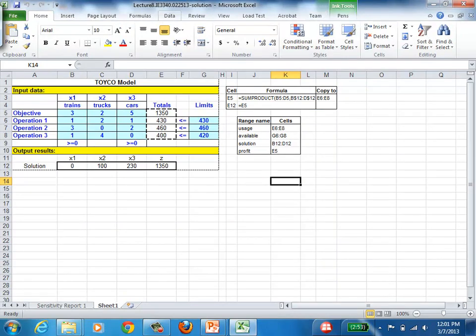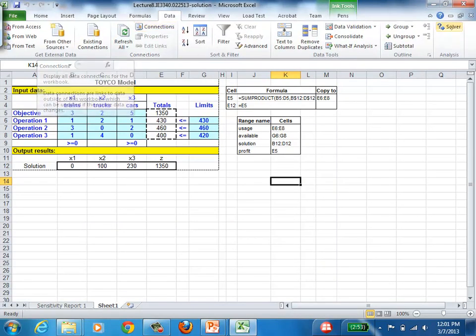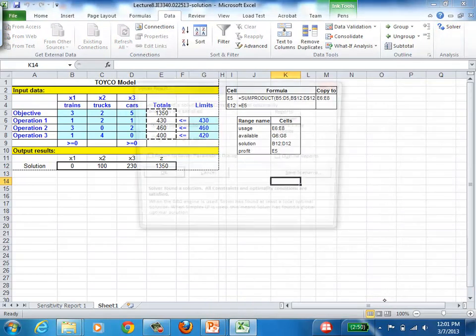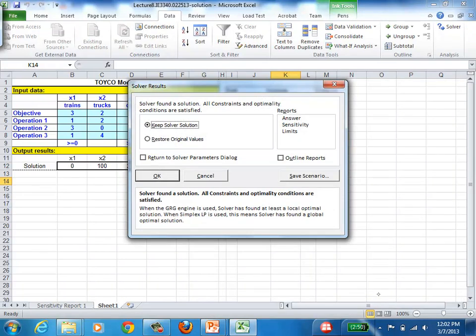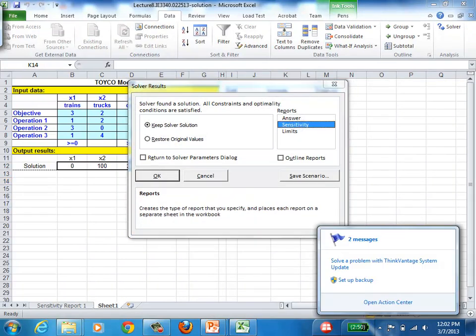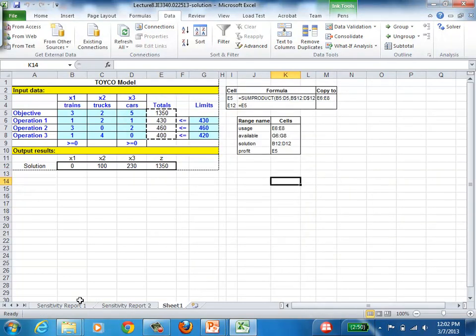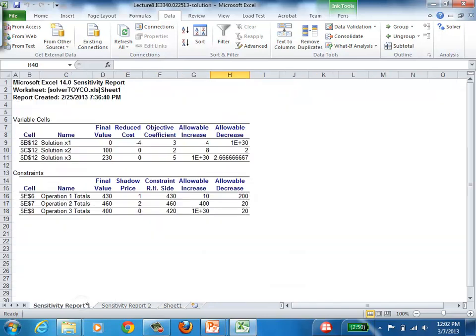So if you go to Data, Solver, and you solve, this is what you're going to see. You can click here, click Sensitivity, and then hit OK. You will have a report here for sensitivity. Okay?